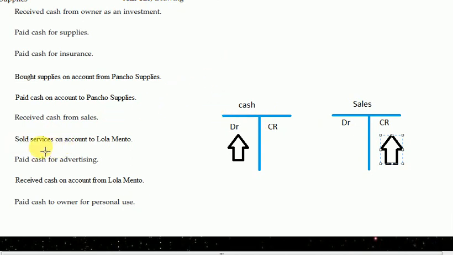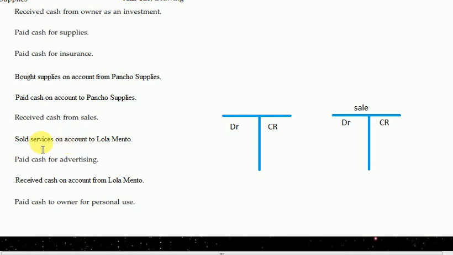It says sold services on account to Lola Mento. I'm going to erase this. In this transaction, we see a keyword, sold. Alright, so sales is involved, and on account to Lola Mento. That tells you something, right?